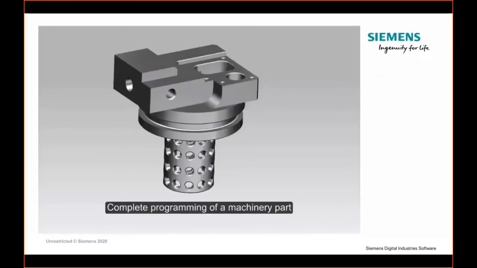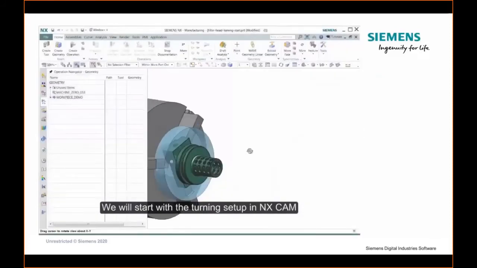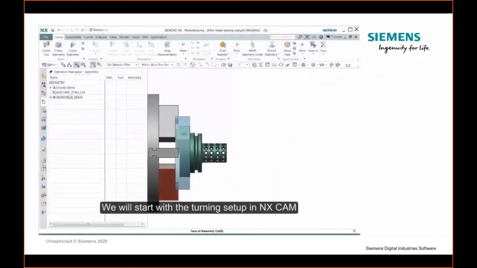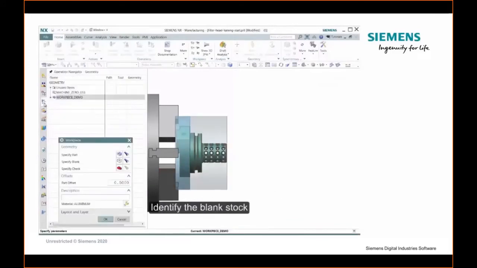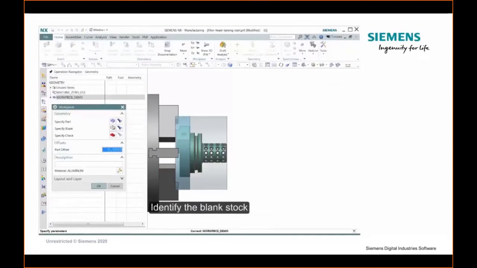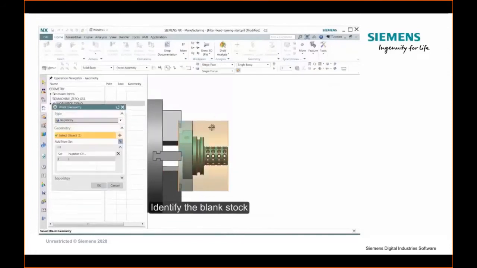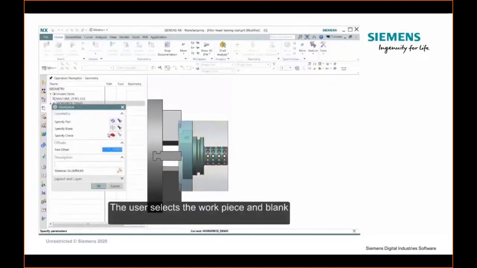Complete programming of a machined part will be demonstrated here. Here we'll take a look at this filter head part. We will start with the turning setup in NX CAM. Notice we have a workpiece setup. We define our workpiece, our stock, blank, and fixture components. Along with that, we will identify the blank, and we will select the material from the material library that this part will be manufactured from.